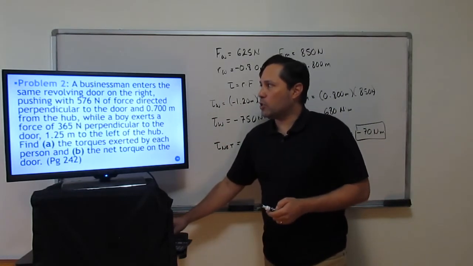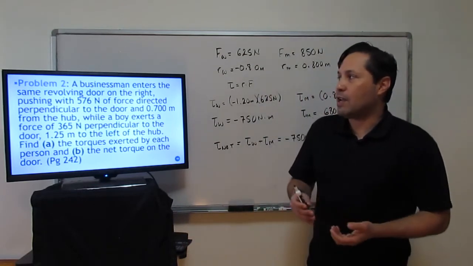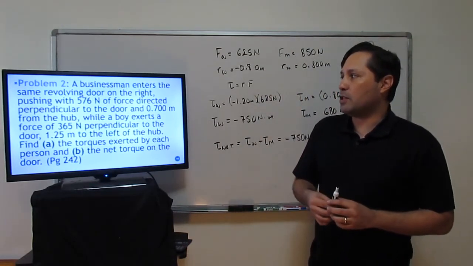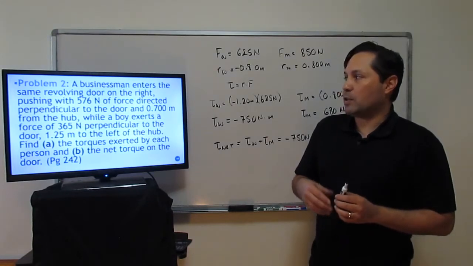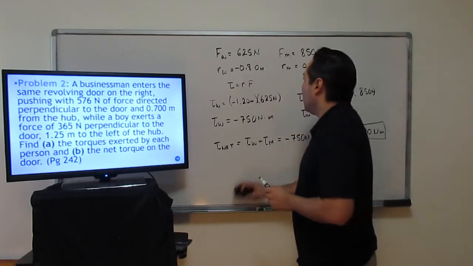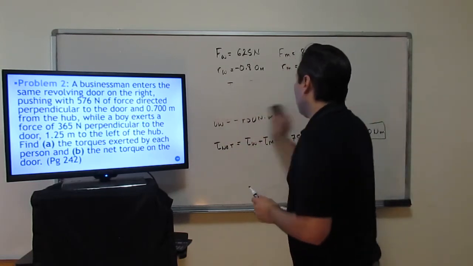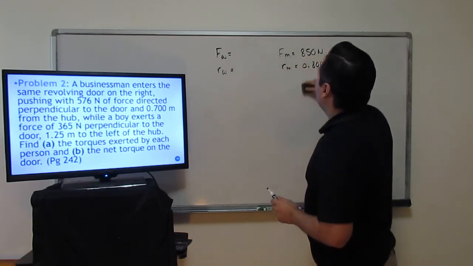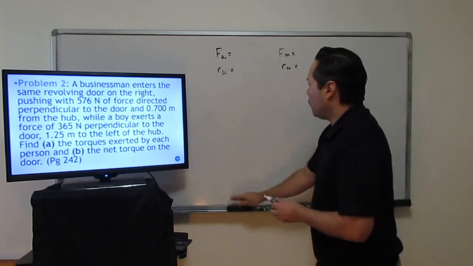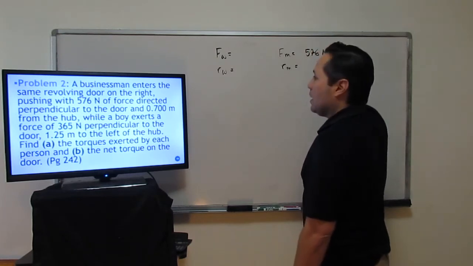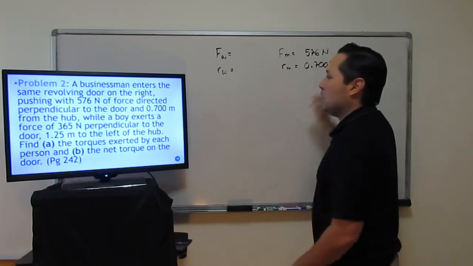Next, problem number 2 says a businessman enters the same revolving door on the right, pushing with 576 newtons of force directed perpendicular to the door at 0.7 meters. All right, so let's go ahead and plug in all the information that we've got for this next problem. His force is 576 newtons, and he is to the right at 0.700 meters.